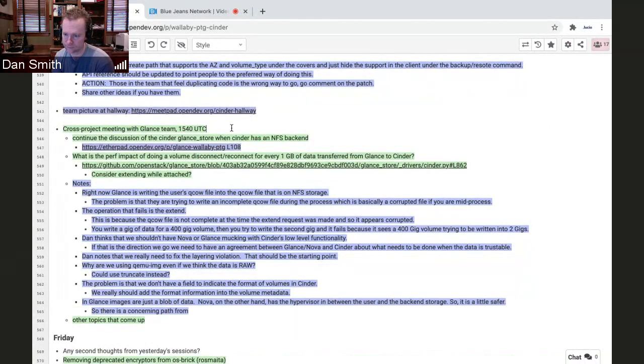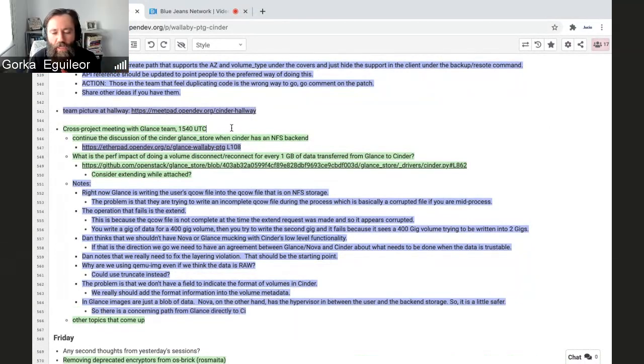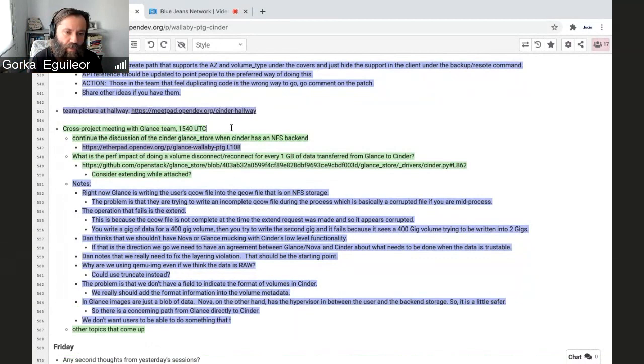Well, I agree that we don't want users to be able to do something that they may not understand the implication of, where they write QCOW2 on top of QCOW2. So I think we should just prevent that in the Glance store. Say, nope, this is not going to work. QCOW2, I don't use NFS with QCOW2. That's it.